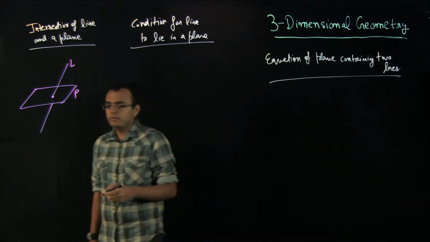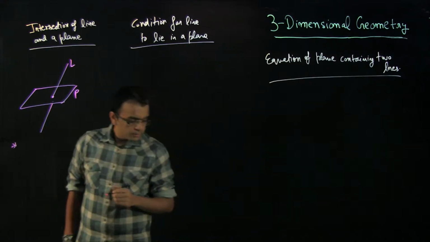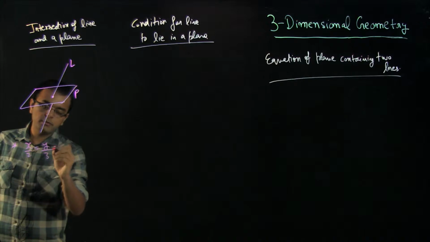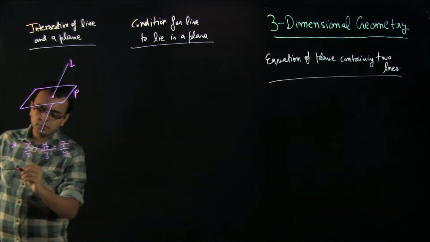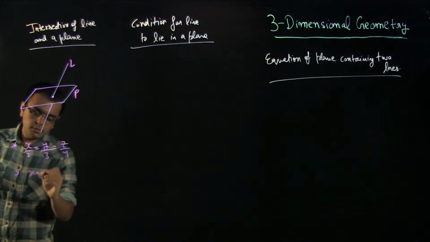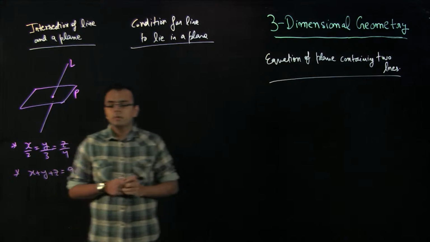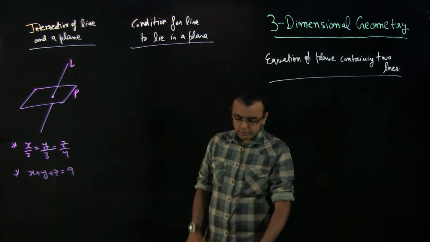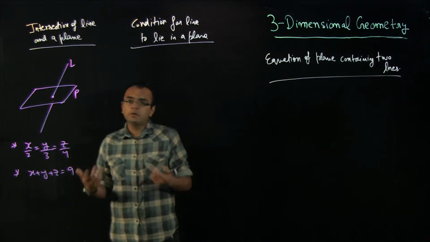So let us say you have, I'll go through an example for you to understand. You have line x by 2 is equal to y by 3 is equal to z by 4. This is your line, and the plane is x plus y plus z is equal to 9. Okay, so how will you find the point where they intersect?